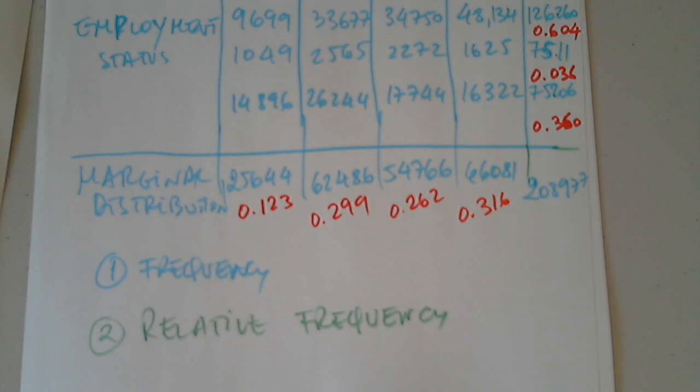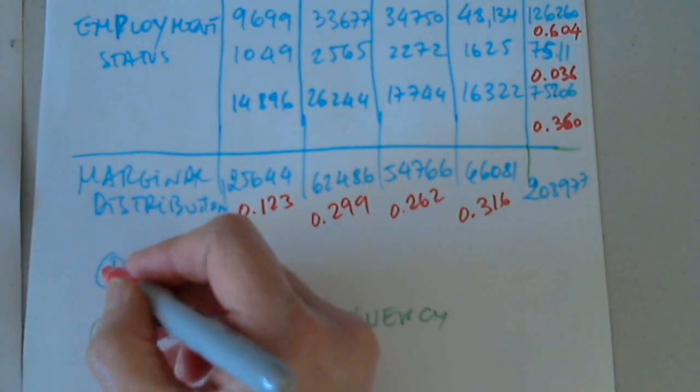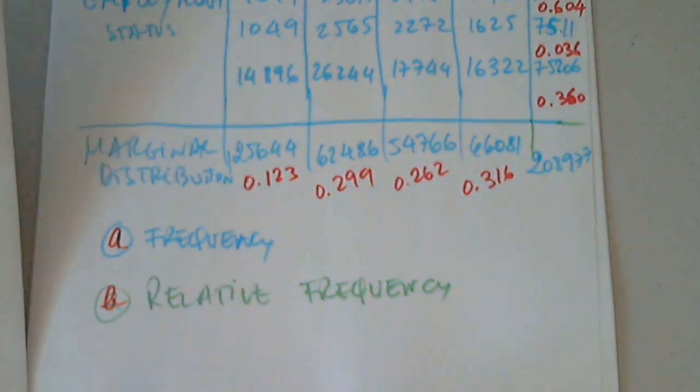So these are the relative frequencies. Any questions so far? Any questions for me? Any questions? Can we move on? So this was part A and part B. Maybe I should write A and B.